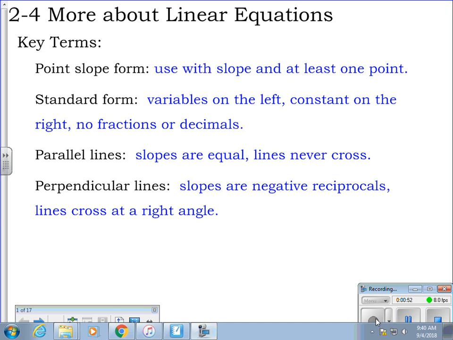Parallel lines, the slopes are the same. Lines never cross. Perpendicular lines, slopes are negative reciprocals. So parallel lines, the slope of the first is equal to the slope of the second. So two lines have the same slope. Perpendicular lines, the slope of the first is equal to the opposite reciprocal of the second.